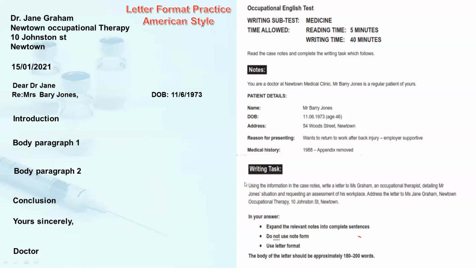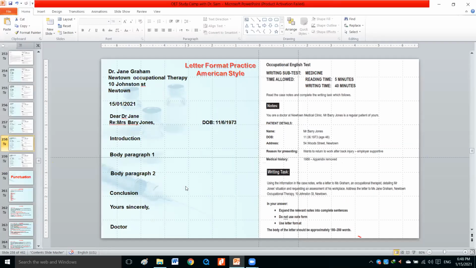Okay. Dr. Fatima, your task is to write the letter format in American style for this writing task. The writing task is: using the information in the case notes, write a letter to Ms. Graham, an occupational therapist, detailing Mr. Jones' situation and requesting an assessment of his workplace. Address the letter to Ms. Jane Graham, Newtown Occupational Therapy, 10 Johnston Street, Newtown. Okay, are you ready? Yeah. Okay, so let's start.